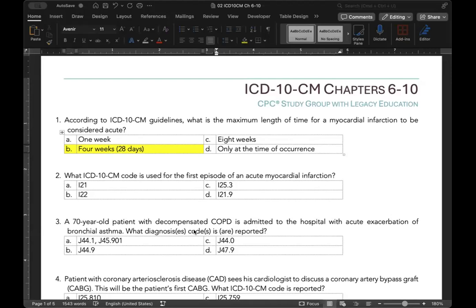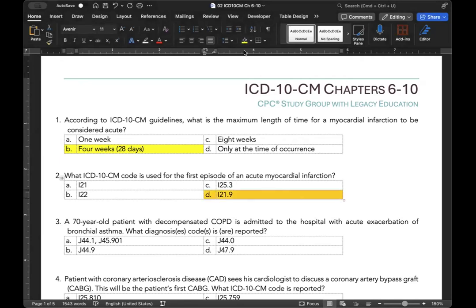Does anyone remember what those terms enclosed within parentheses are called? There's a term that we use when we see terms in parentheses. Does anybody know what they're called? Any guesses? Yep, non-essential modifiers. Perfect. So our acute is going to be our non-essential modifier, with a stated duration of 4 weeks or less. So then the code that we're going to use is I21.9.